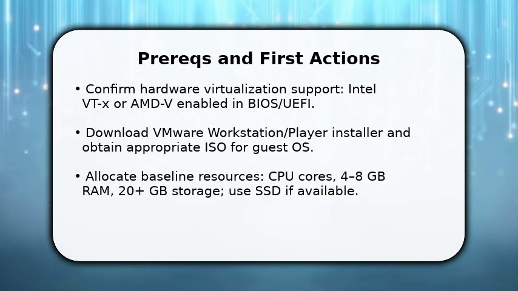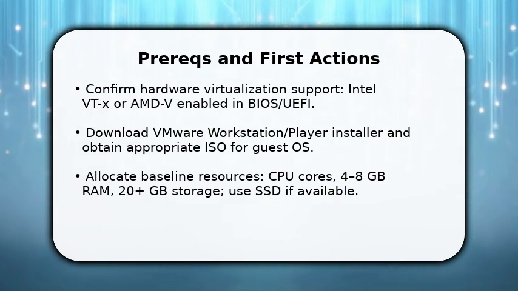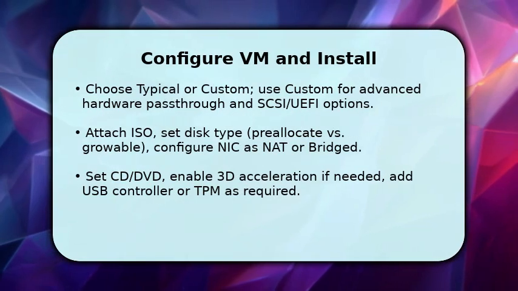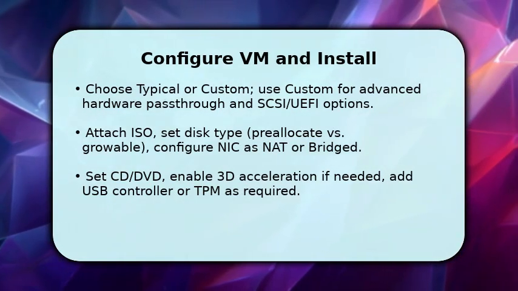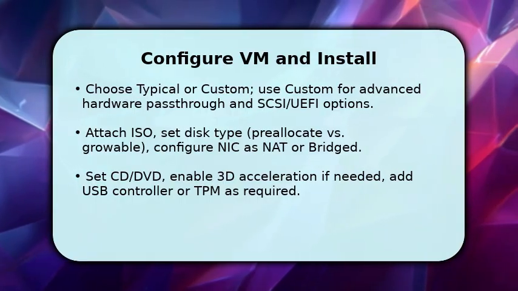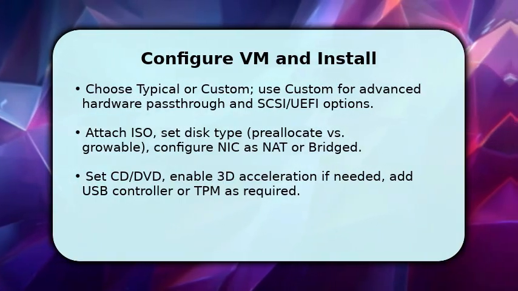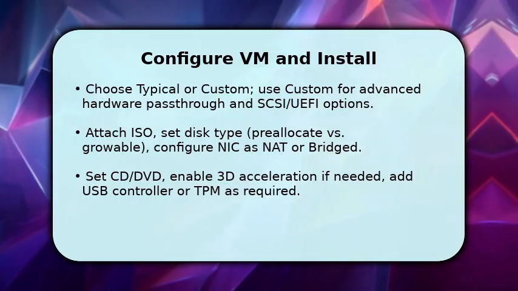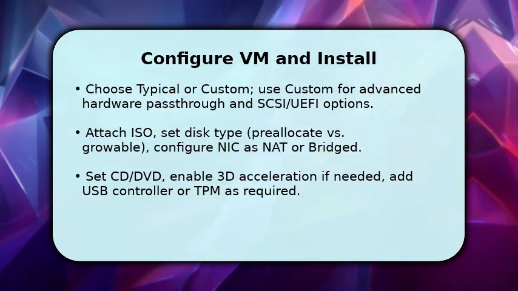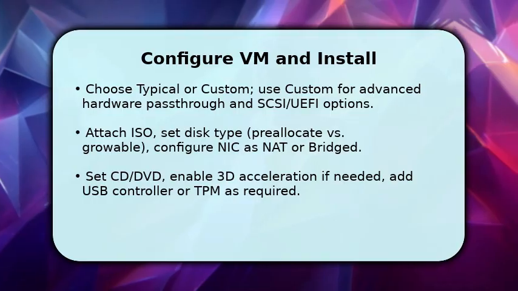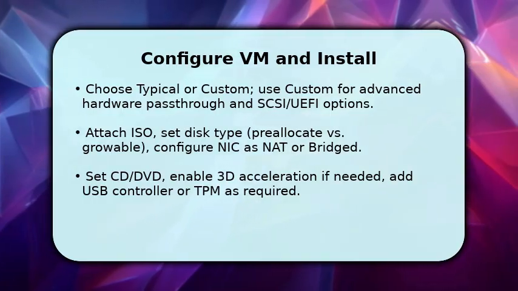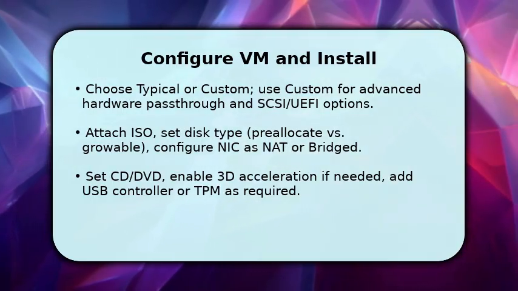You now configure the VM. Pick Custom if you need UEFI, SCSI, or specific virtual hardware. Typical is faster for defaults. Attach the ISO as the boot media and set the virtual disk to pre-allocate for performance or growable for space savings. Configure the network adapter as NAT for simple internet or bridged for LAN visibility.